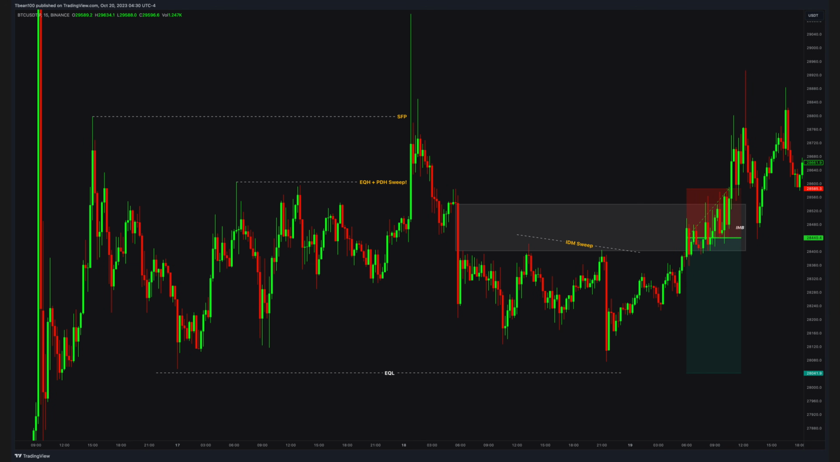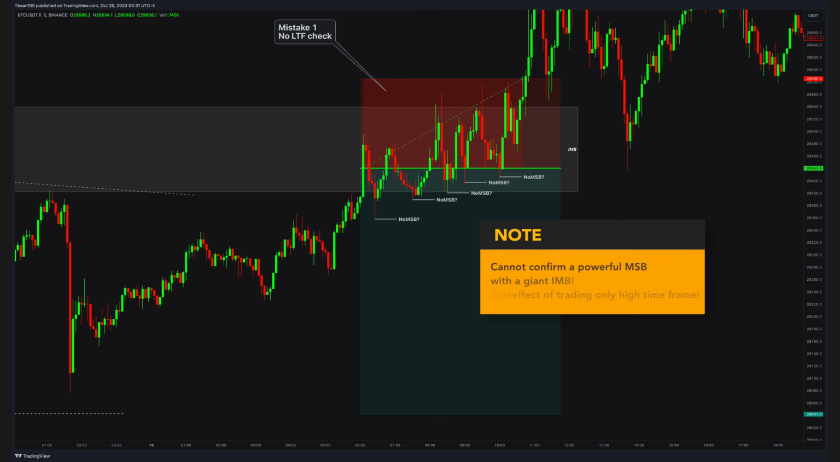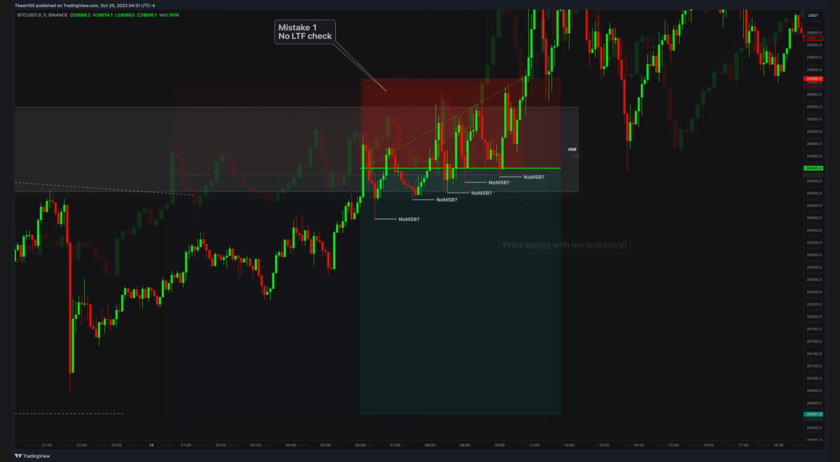So, let's get back to the losing trade. First of all, as you know, I did not check any lower time frames here. If you check out the lower time frame, you can easily notice there is no structure shift at all. There is no powerful movement downwards with a large imbalance. This was my main mistake here.